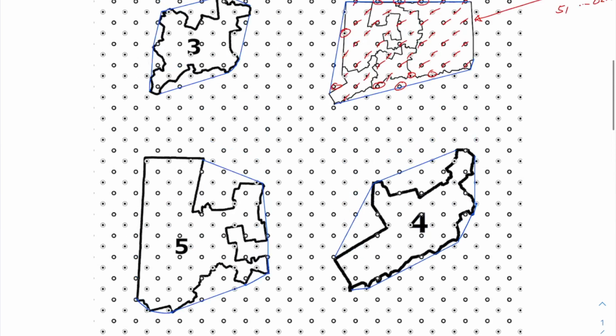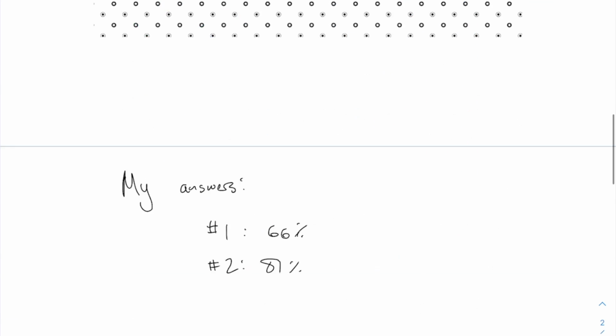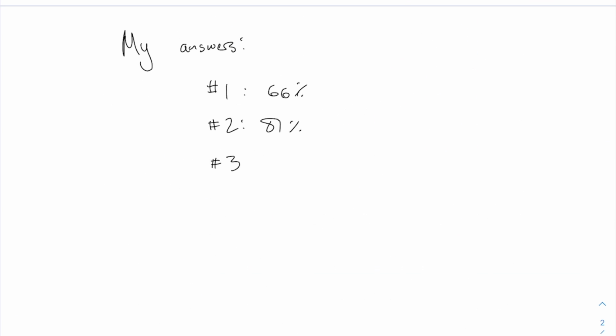But anyway, when I did measurements, maybe I'll just write them on the board. So my answers, which like I say may differ very slightly from yours, and that's fine. For number 1, I got 66%. For number 2, I got 81%. For number 3, I got 69%. For number 4, I got 66 again. And for number 5, I got 76%.